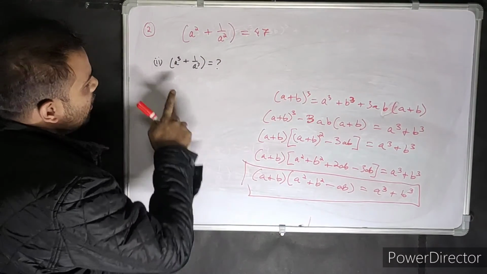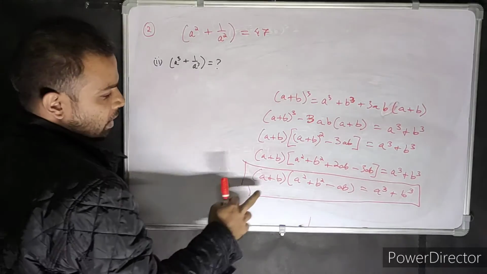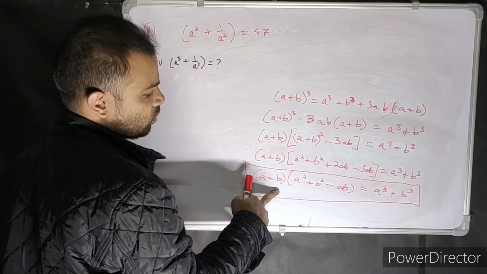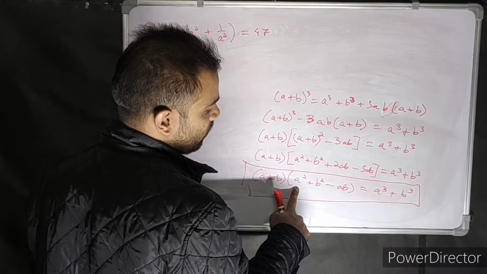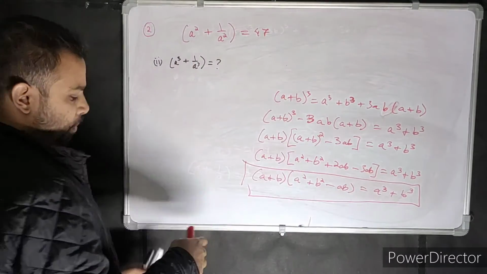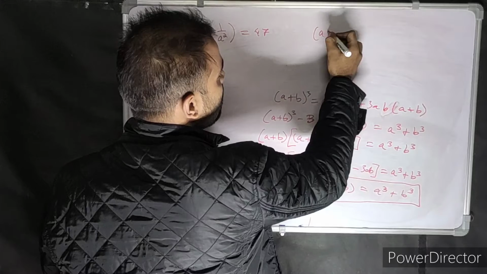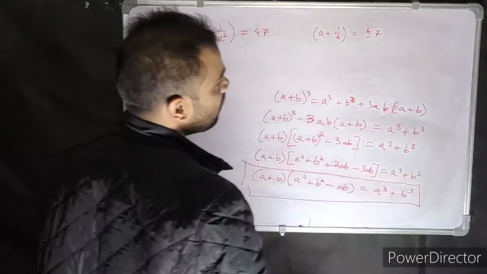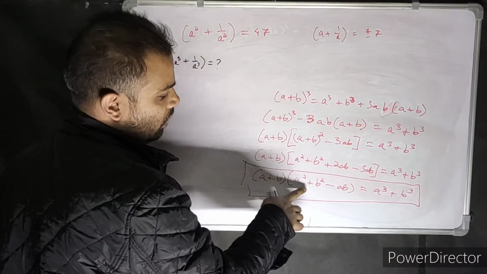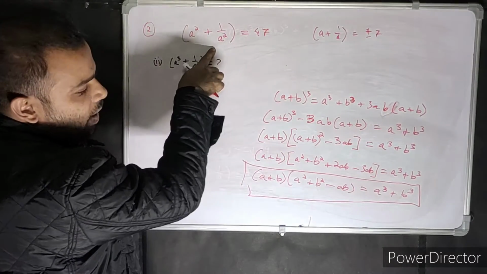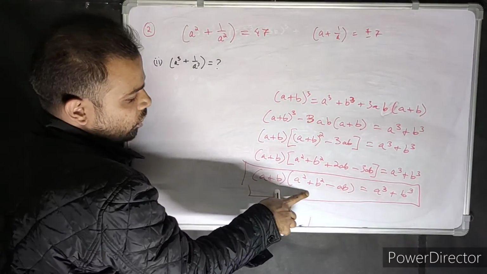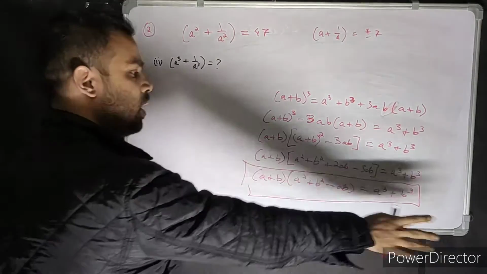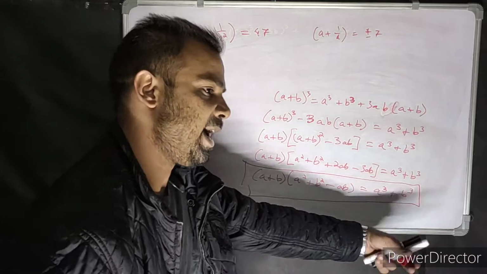This is a, this b is this 1 by a, put it over here, a plus 1 by a, because a plus 1 by a we already got in the first part. A plus 1 by a is plus minus 7. You can put it over here. Then a square plus 1 by a square is given to you. Put this 27, then a into 1 by a will get cancelled. You can put it in this formula and solve your question.